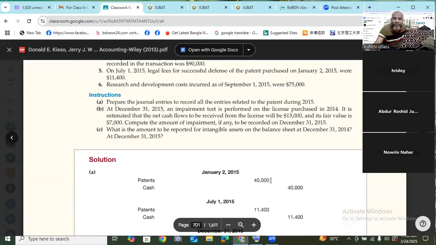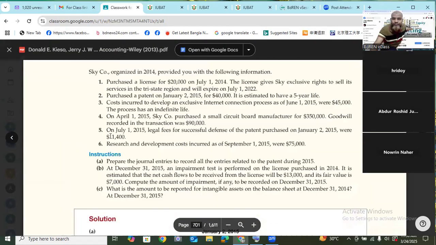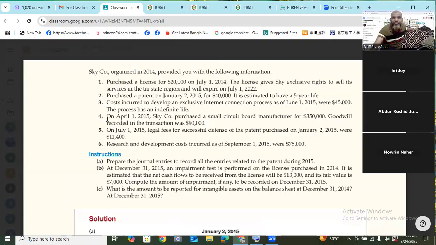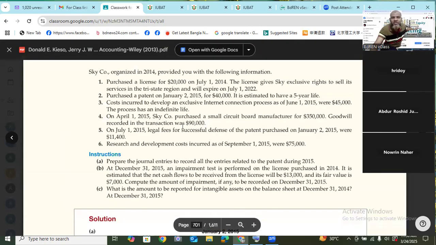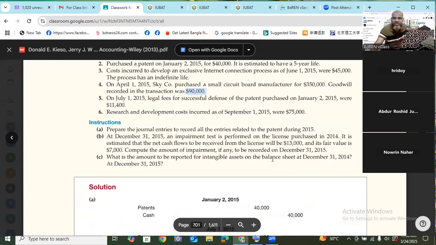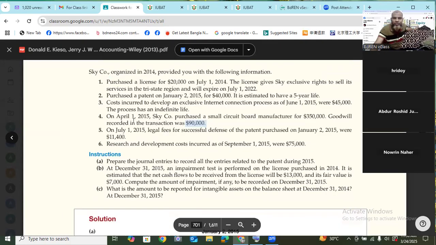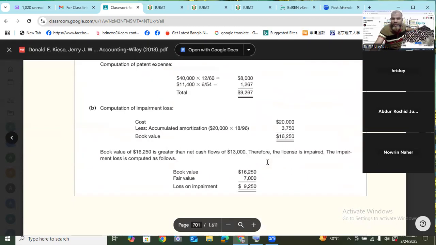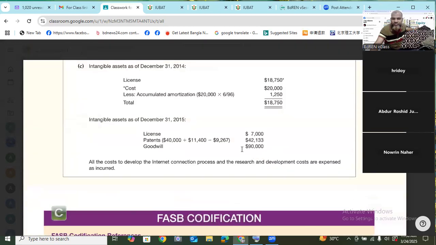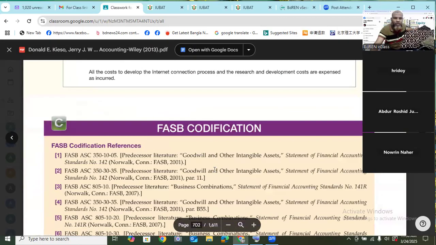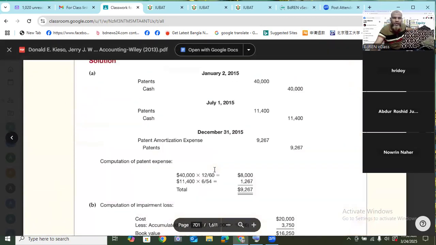Goodwill comes from number 4. Company purchased a small circuit board manufacturer for 3 lakh and goodwill reported at the transaction is 90,000. That's why this is also presented in the balance sheet of 2015. Okay, 90,000. And then patent 42,000. So this is all about our demonstration problem.